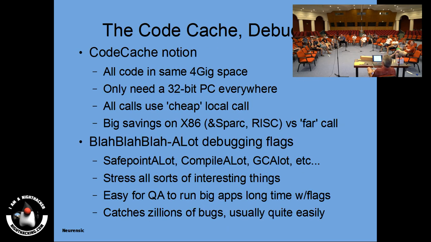Code cache. Jam all your code in 4 gigs because that's enough. And you get a 32-bit program counter, which all the hardware supports directly as a 32-bit set of instructions doing 32-bit program counters. And the whole 64-bit program counter thing always turned into a giant pile of extra instructions on all the different hardware I've ever looked at, including x86. Use a cheap local call, that's what it amounts to.